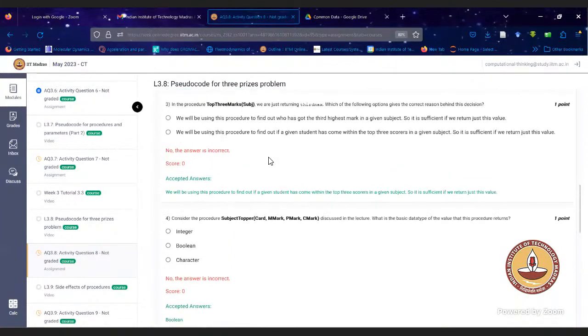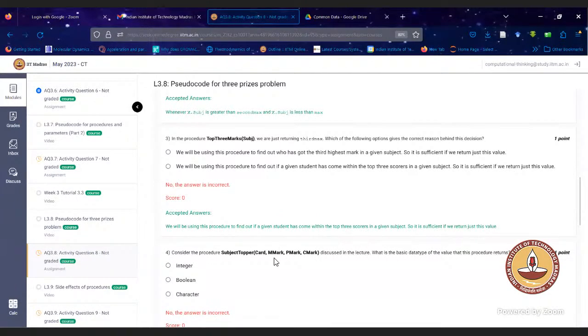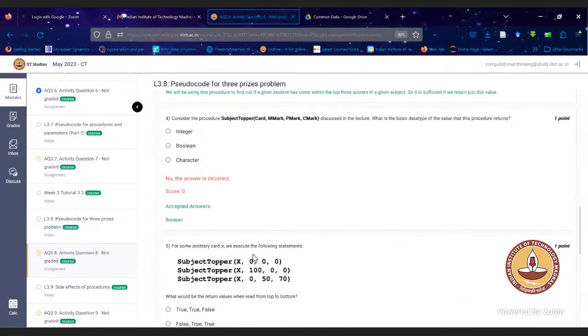Subject topper, this must be the, yeah, there it is. So subject topper takes card, maths marks, physics marks, and chemistry marks. So you're passing these values.